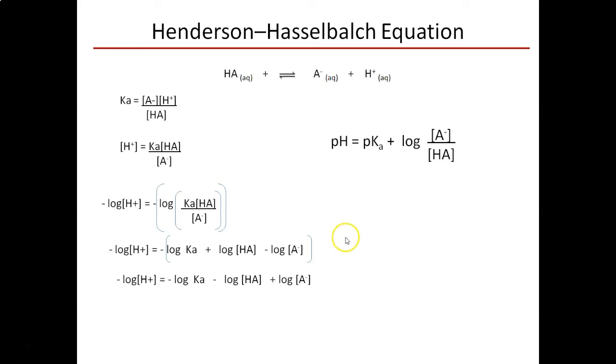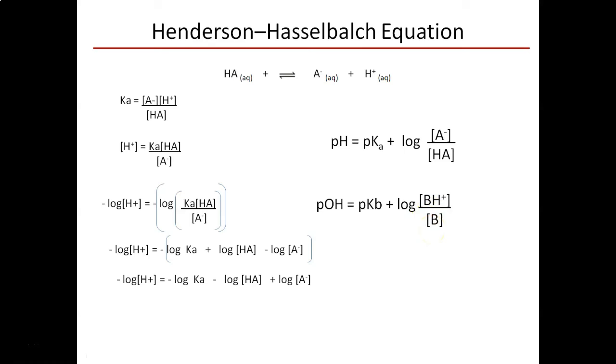And so what we get is that the pH of a buffered solution is equal to pKa plus the log of the concentration of the conjugate base divided by the concentration of the weak acid. Likewise, for a buffered system with bases, my pOH would be equal to my pKb plus the log of my conjugate acid concentration divided by the concentration of my weak base.